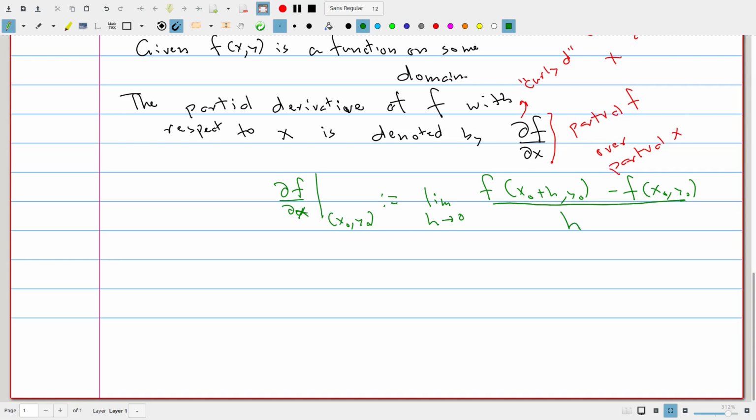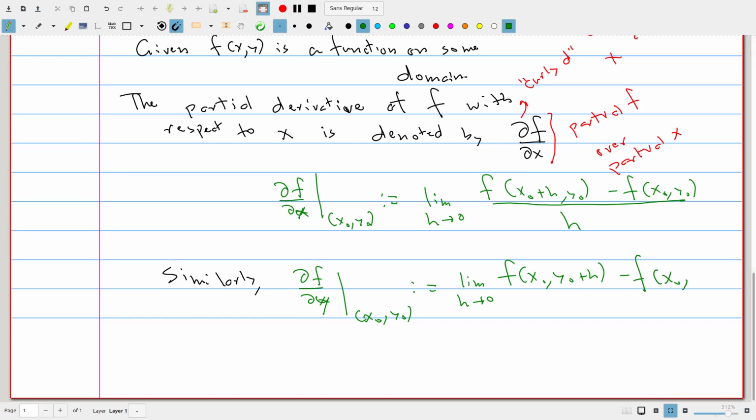Now similarly, partial f over partial y at x naught, y naught is defined to be equal to the limit as h goes to 0 of f of x naught, y naught plus h minus f of x naught, y naught, divided by h.